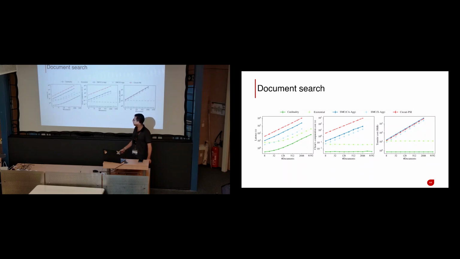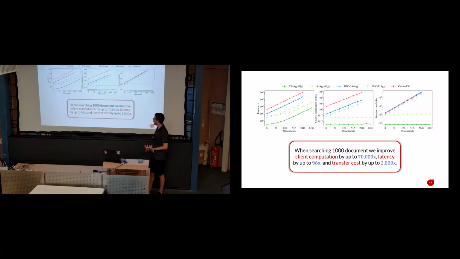And here, I'm showing you the latency, client computation, and the transfer cost of searching n documents with our system noted in green, and related work shown in blue and red. And as you can see, we are always outperforming them, but when we look at a specific case of 1,000 documents, we are drastically improving client computation, latency, and transfer costs.